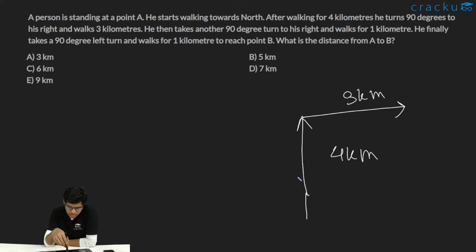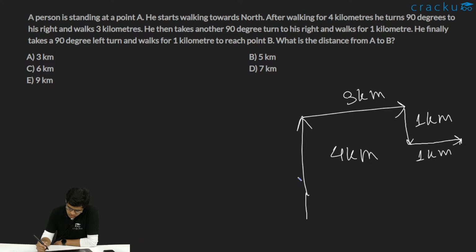So he takes another 90-degree turn to his right, means here. Okay. Walks for 1 kilometer. Okay. He finally takes a 90-degree turn left. So now he is taking the turn left, means here, and he walks for 1 kilometer to reach B. Okay. So what is the distance between A and B?